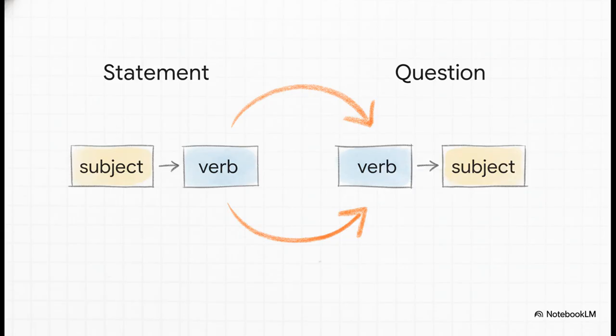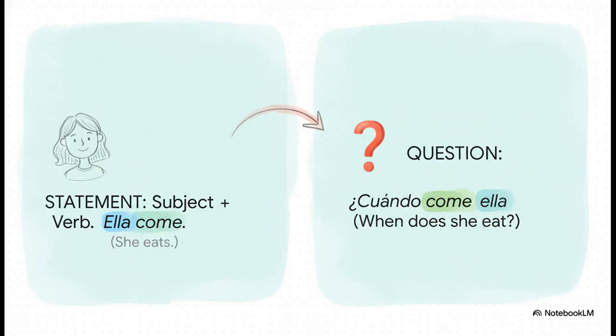All right, moving on to our second rule. And this one is all about word order. When you ask a question in Spanish using one of these interrogative words, you have to do a little switcheroo with the subject and the verb. Take a look at this. In a normal statement, it's subject, then verb. Ella come. She eats. Easy enough. But when we ask a question with a question word, that order flips. The verb, come, jumps in front of the subject, ella. ¿Cuándo come ella? It's a small change, but it's absolutely crucial for sounding natural.